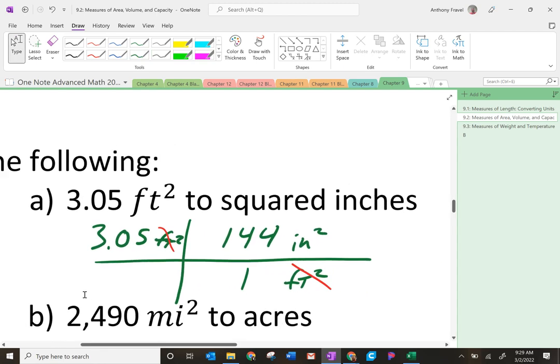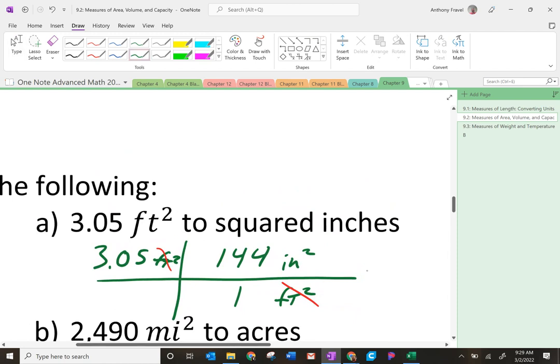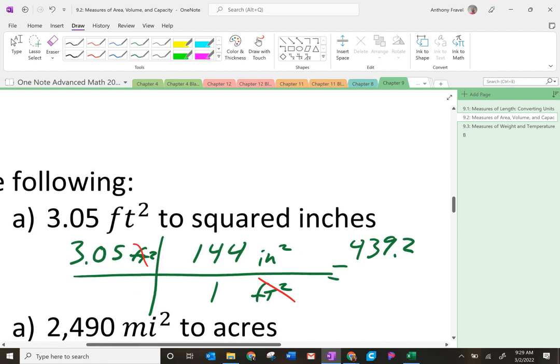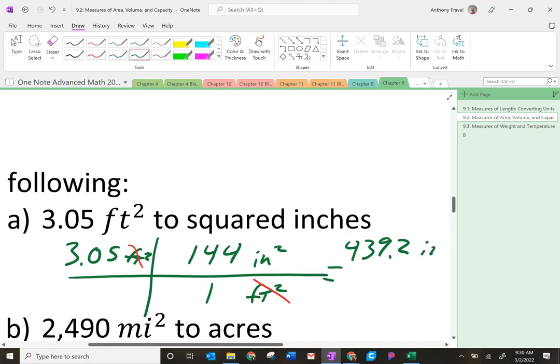The answer should have given you 439.2 square inches, or inches squared.